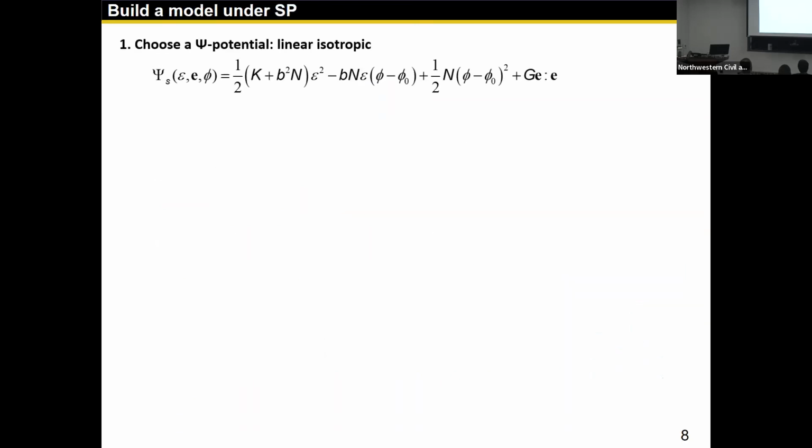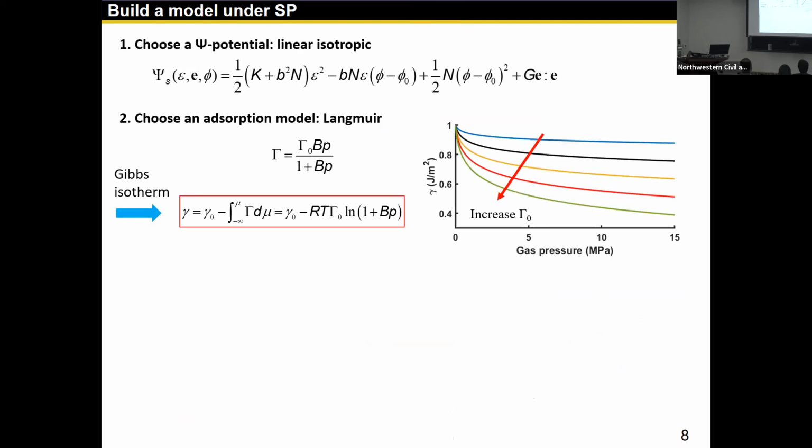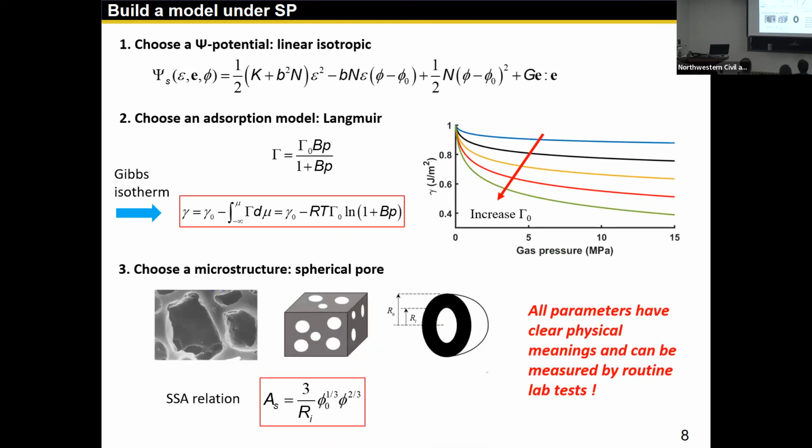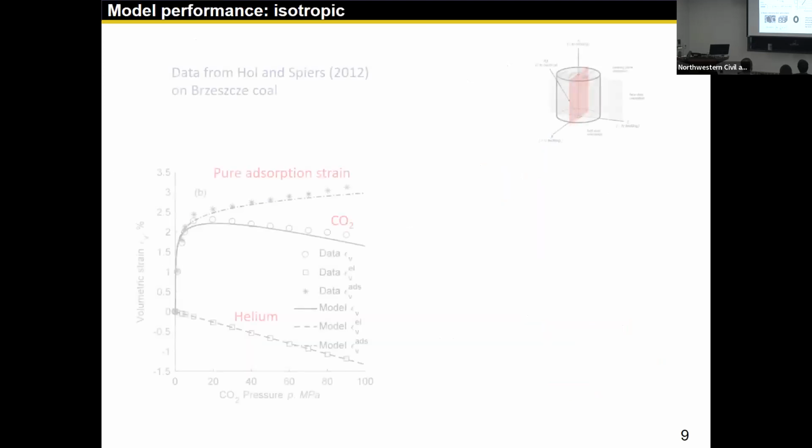You can choose a Helmholtz energy potential in this quadratic format, which gives you the linear isotropic one. You supply the simplest adsorption model, the Langmuir equation, and plug in the Gibbs isotherm, which gives you the surface tension reduction as a function of gas pressure. Then you can consider a microstructure. Here we consider a thick-walled hollow sphere that gives you the relation between surface tension and the volumetric strain. All of the parameters shown in this slide have clear physical meanings and can be calibrated from routine lab tests. So no phenomenological parameters are injected here.